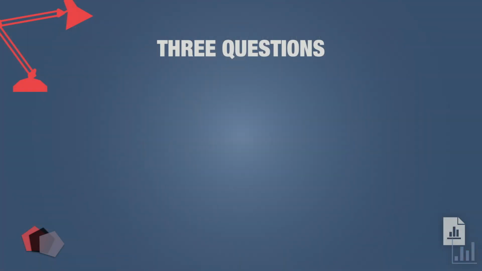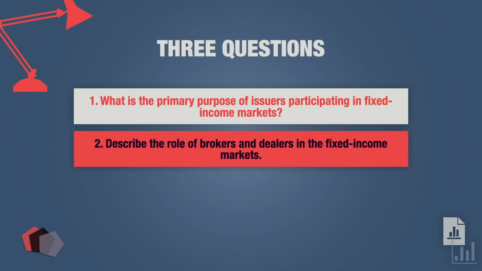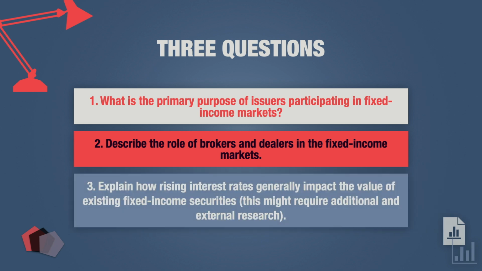Again, I ask you to answer 3 questions. What is the primary purpose of issuers participating in fixed income markets? Describe the role of brokers and dealers in the fixed income markets. And 3, explain how rising interest rates generally impact the value of existing fixed income securities. This might require additional and external research. Now, pause the video and get back when you want to check your answers.